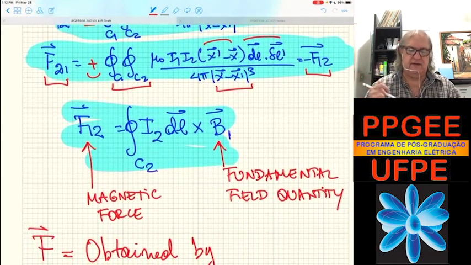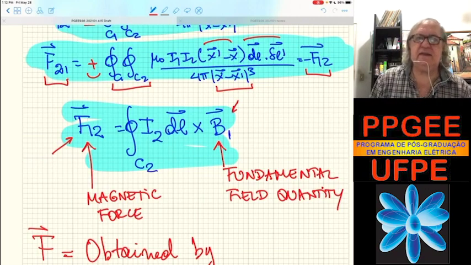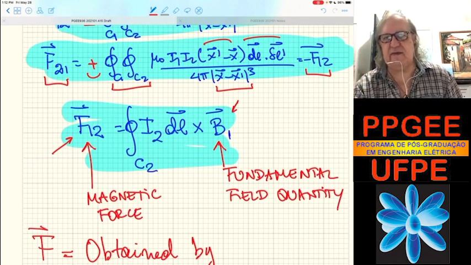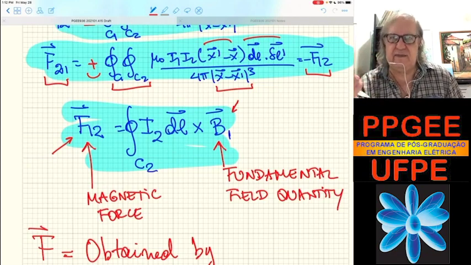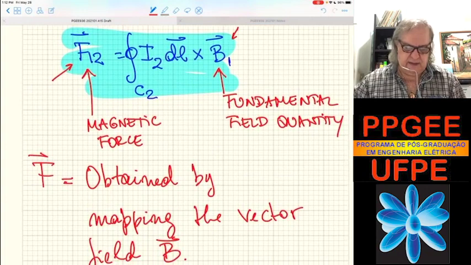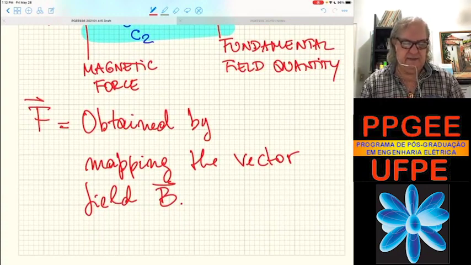So the magnetic force, in summary, right? The magnetic force, as I mentioned before, is the I dL cross B famous formula. And B is the fundamental field quantity. Everything else is going to be defined as quantities. B is the quantity that gives the magnetic force. And B is called the magnetic induction vector, or the magnetic flux density.